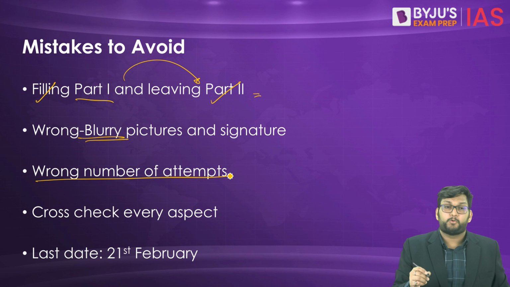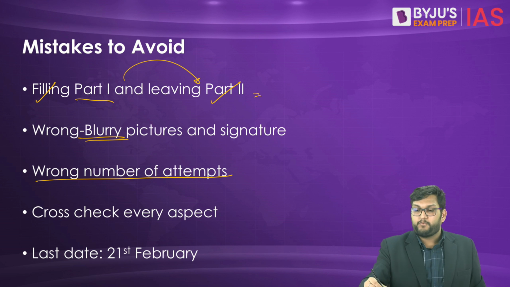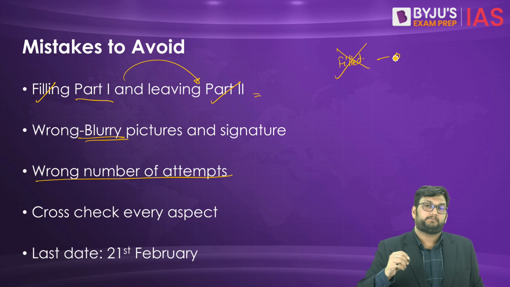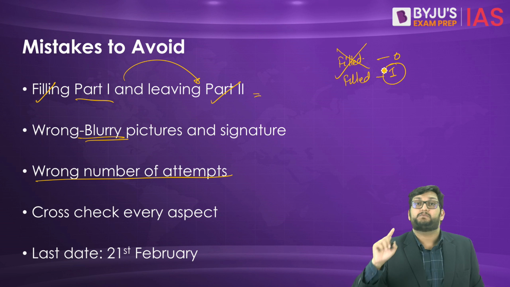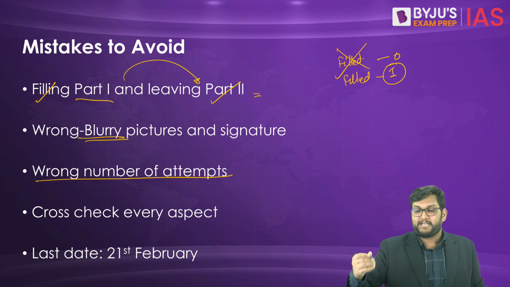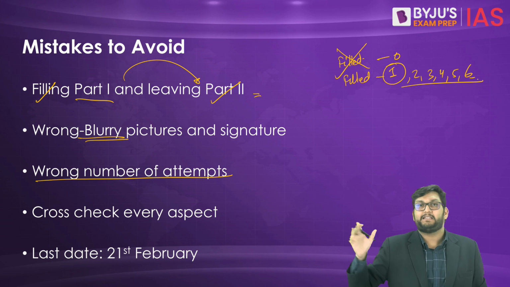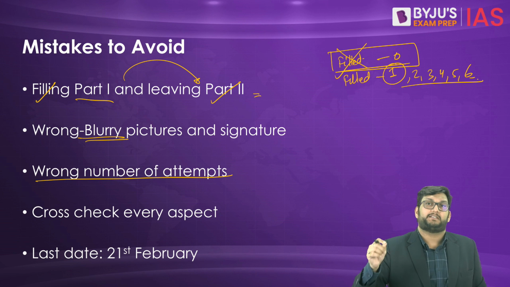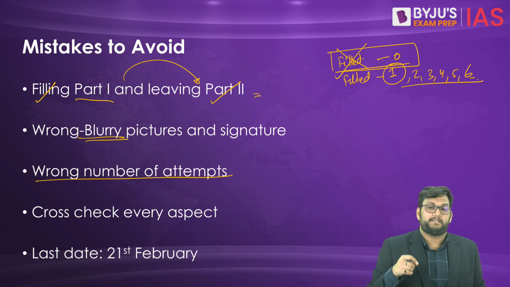Thereafter, don't put in the wrong number of attempts. If you have only filled the form and never gone to the examination, it means 0. However, if you filled the form, went for the examination, then it is 1. If you've done it multiple times, then 1, 2, 3, 4, 5, 6 for the general category, thereafter the exemptions for other categories itself. But remember for sure that filled is not considered an attempt. Only if you go and sign in the attendance in the hall itself, it is considered that.